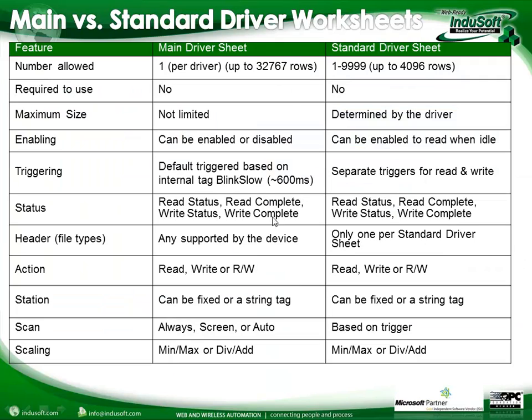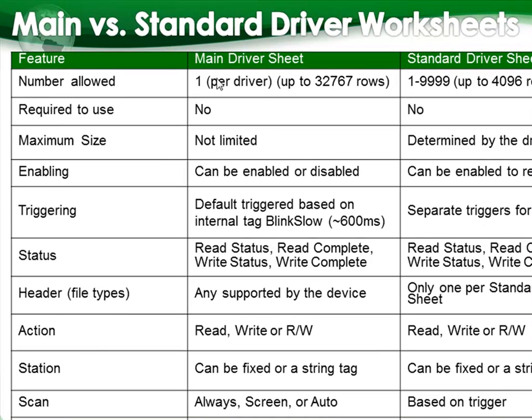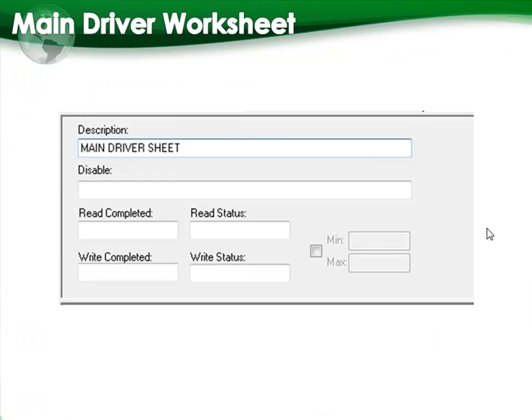So that's kind of the difference between the main driver sheet and the standard driver sheet. If you're just starting out and trying to get communications going, maybe you have a simple project, I would recommend putting everything in the main driver sheet. And if you need more flexibility over triggering or what addresses are being read and when they're being read, then you might want to start working with the standard driver sheet. Also, the 600 milliseconds, if you need faster than that, then it would probably be wise to start using standard driver sheets as well. So here, just a quick review, we've got the main driver sheet header.